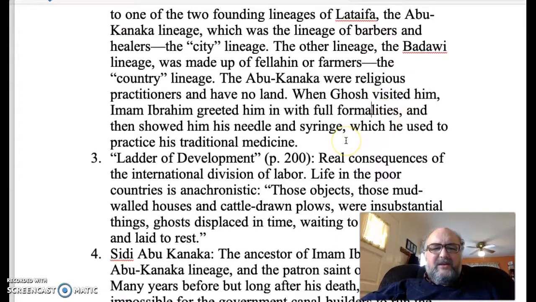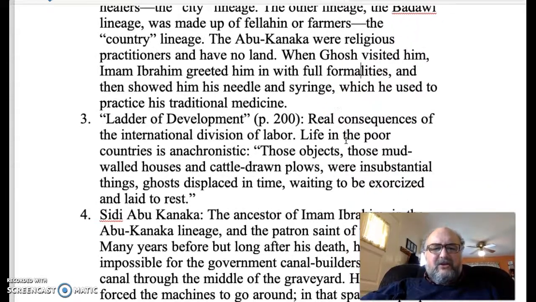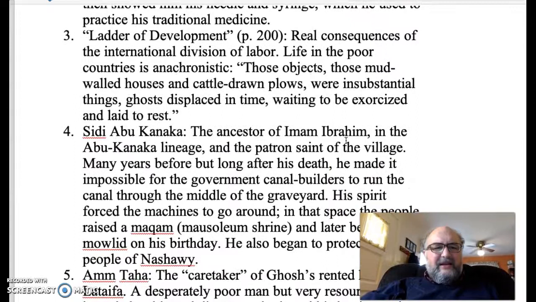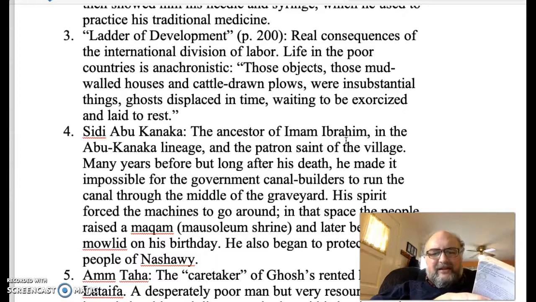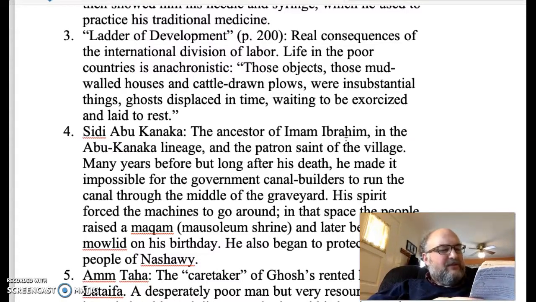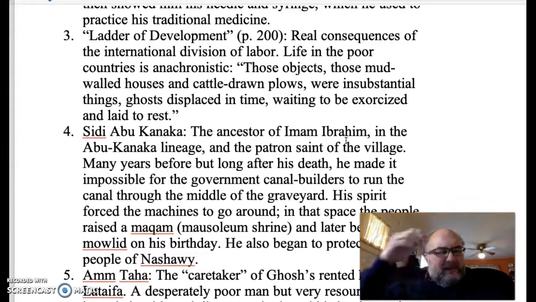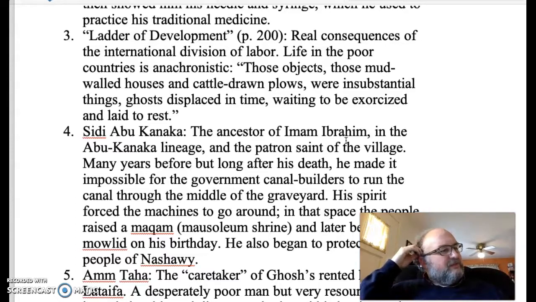When Ghosh visited him, Imam Ibrahim greeted him with full formalities and then showed him his needle and syringe, which he used to practice his traditional medicine. Which is interesting, because we understand a needle and syringe to be something that doesn't involve traditional medicine. That's modern medicine, but for him, it's all one and the same. So it's important to remember that our boundaries between tradition and modernity don't necessarily match theirs.